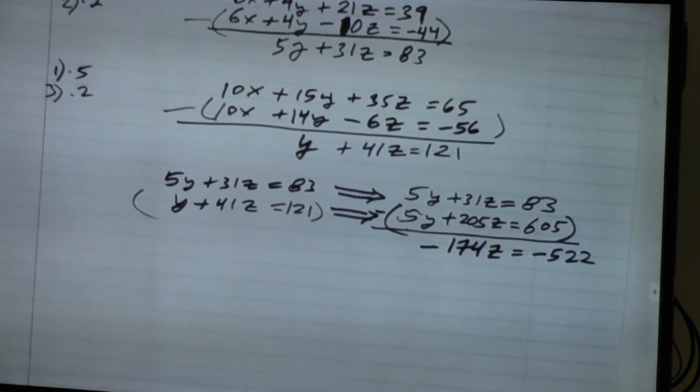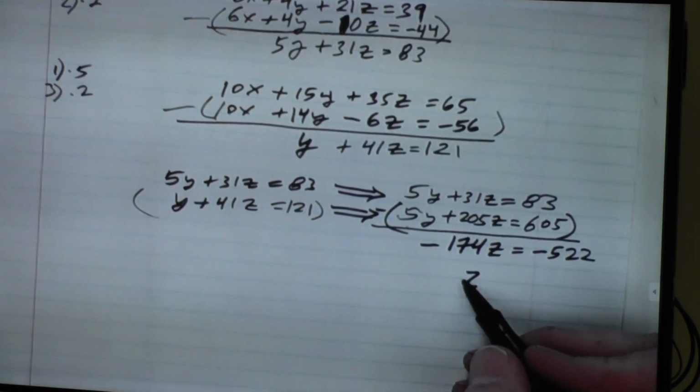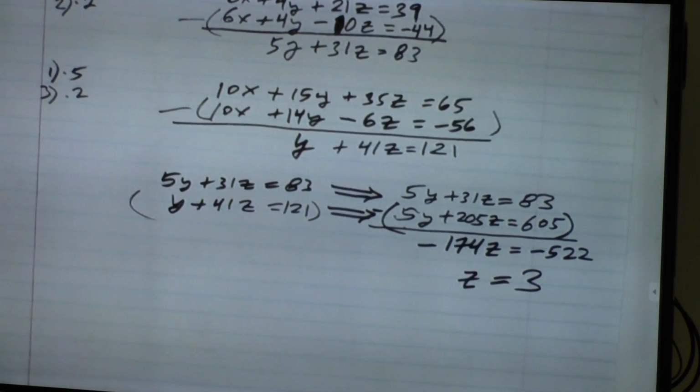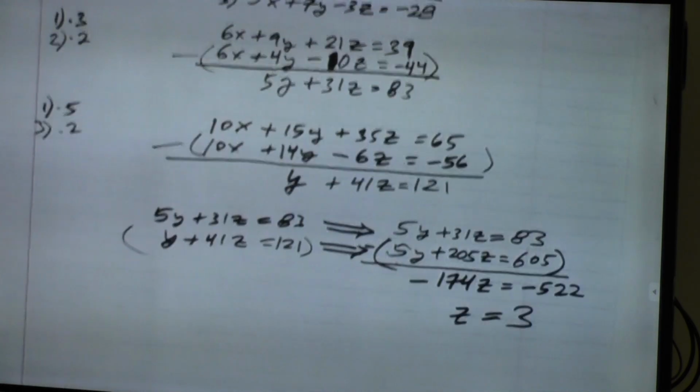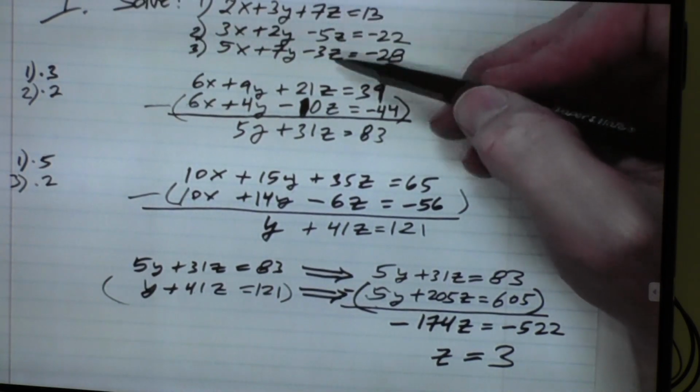Make sure you caught up with me there. And then when you divide both sides by that negative 174, it comes out to a really nice, simple z equals 3. All of that and all those big numbers, and we got a simple, basic 3 for the z. So that tells me that in each of these cases, the z is a 3.